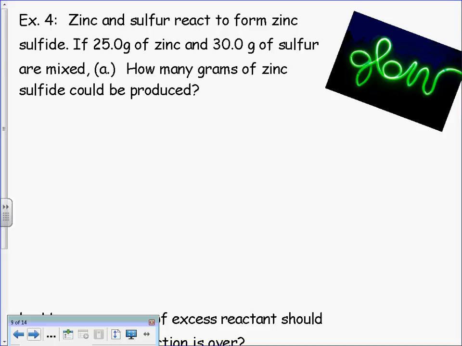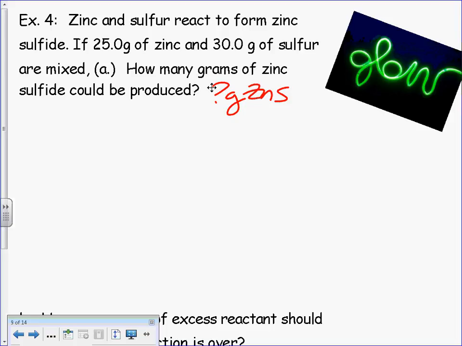Tell me your thoughts. What are you thinking? How many grams of zinc sulfide? Okay, so your question is grams of zinc sulfide. It's another first step. Set the reaction, right? So what's our reaction?